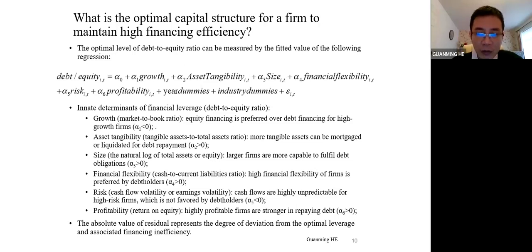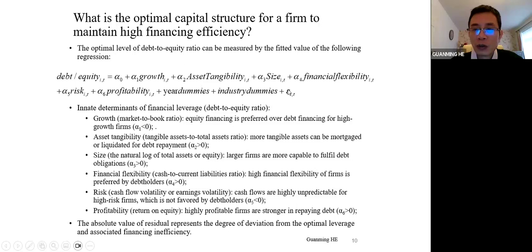And lastly, if the firm is of high profitability, then they may consider raising the level of the financial leverage because they are in a stronger position to repay the debt and the interest. We estimate this regression to get the fitted value of the debt to equity ratio. And this fitted value of the debt to equity ratio is a proxy for the optimal capital structure of the firm. And then we can use the residual as a measure of the financing efficiency.